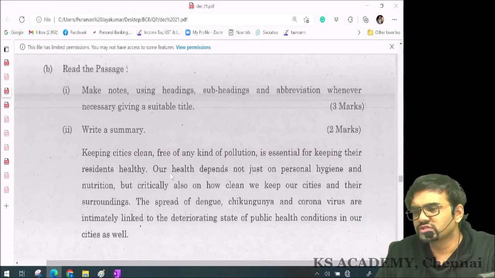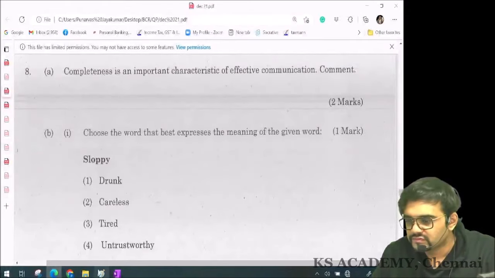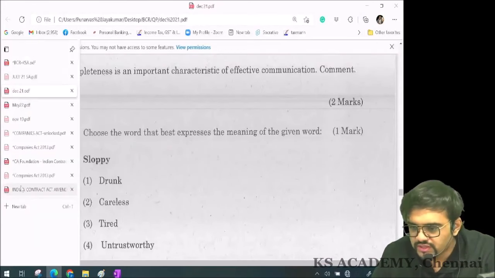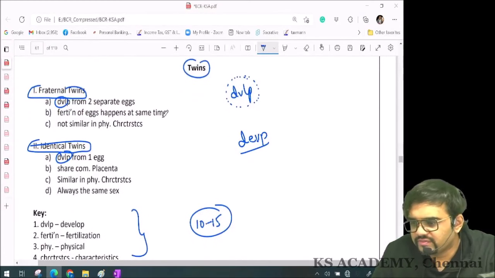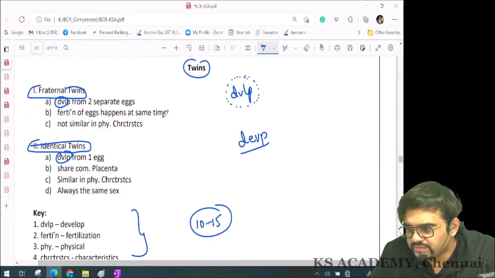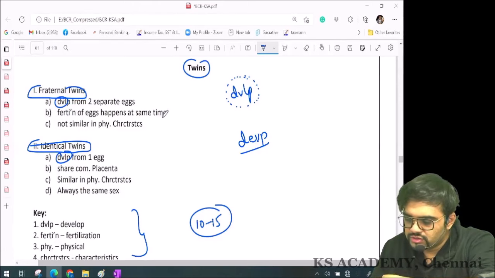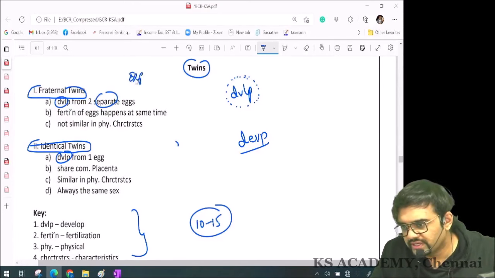So first and foremost, count the words. Undoubtedly count the words. Correct? So if you see, coming back to that twin story, there, developed from 2 separate texts. Now this separate also I could have made into an abbreviation. Yes, I can make it SCP, not a problem. So definitely, undoubtedly, I can make it. From 2 separate eggs, no problem.